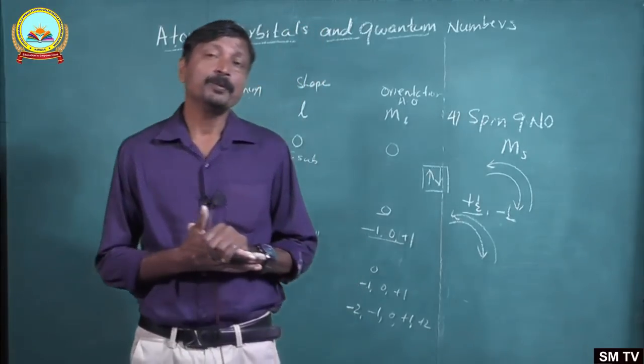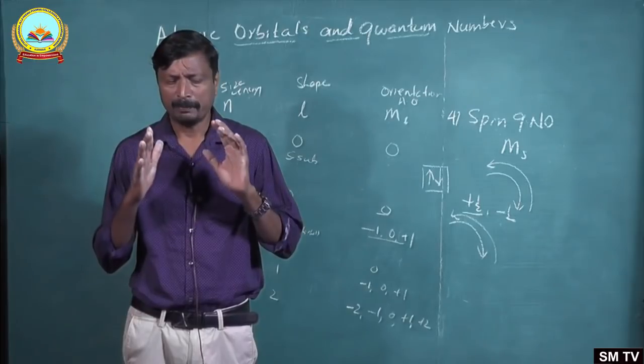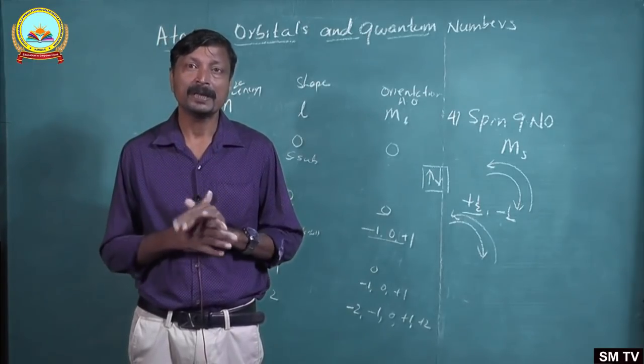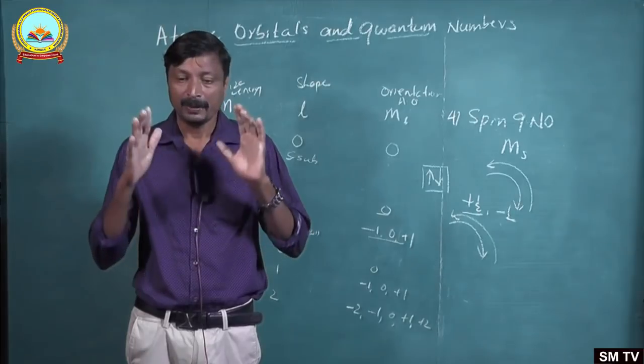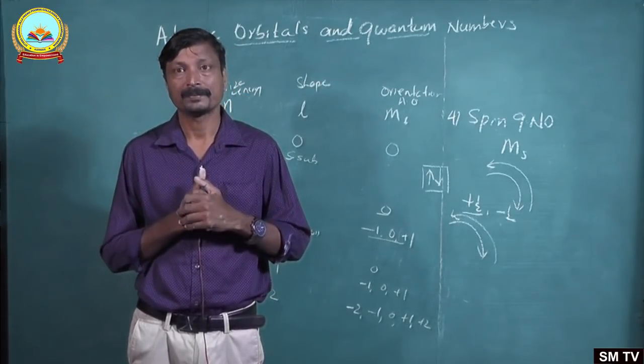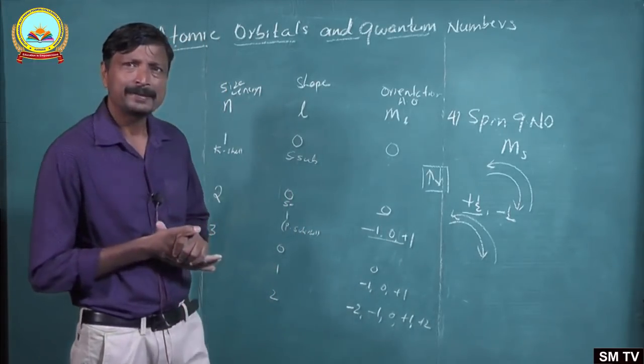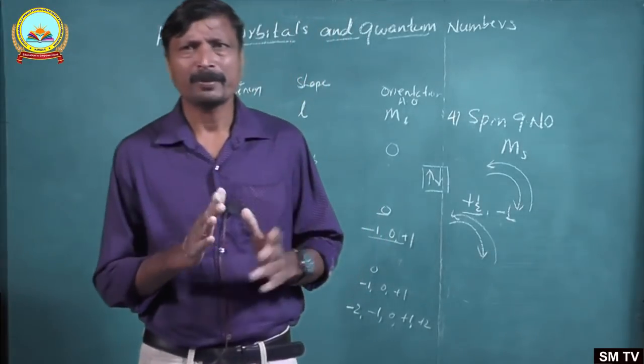So these 4 quantum numbers characterize or distinguish all the atomic orbitals around the nucleus. I think it's clear. So definitely in the exam you can find one question from here.